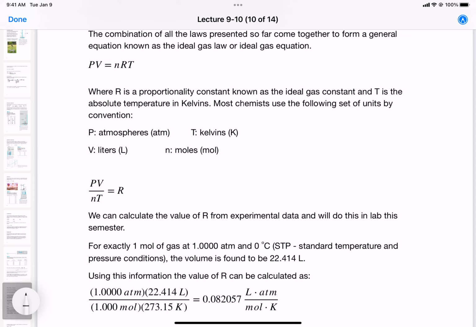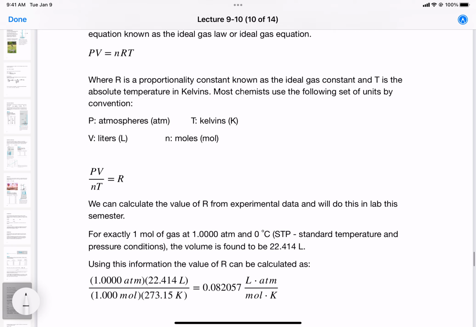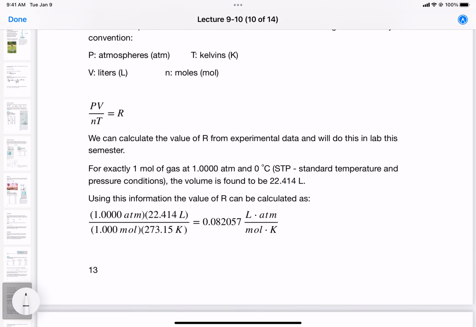So with the standard conditions, 1 mole, 1 atm, and 0 degrees Celsius, the volume we find is approximately 22.4, or more accurately, 22.414 liters. We plug in these values here, and we get the value for the gas constant, 0.082057 liter atmospheres per mole Kelvin.